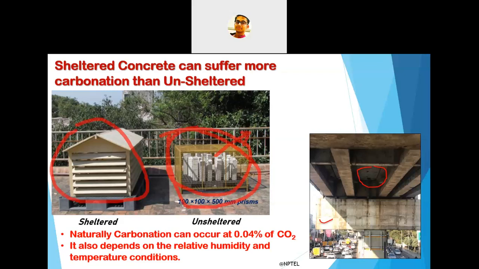In the case of the sheltered samples, you can see that there was the presence of the required amount of humidity that I already mentioned earlier, that 60 to 70 percent. In the unsheltered case, the amount of humidity is less than the particular requirement for carbonation, so the carbonation is somewhat less in the unsheltered.